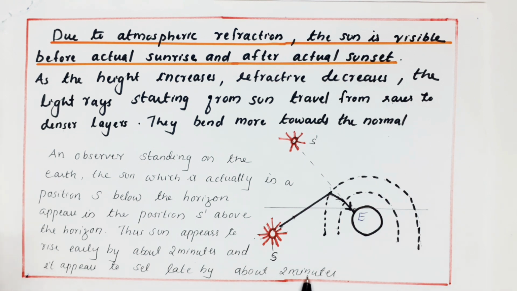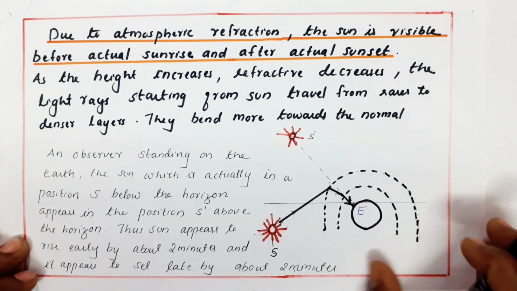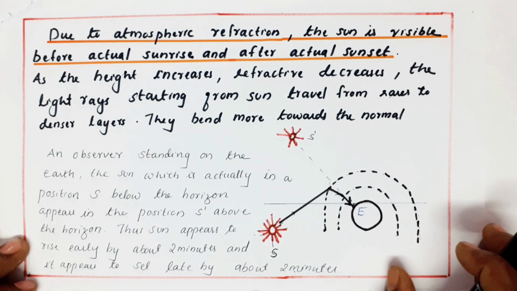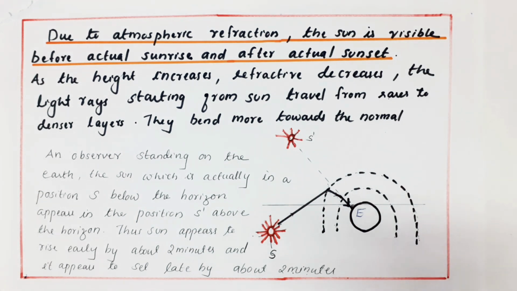This is due to which phenomenon? Atmospheric refraction. Why is atmospheric refraction possible? Because as the height increases, the refractive index decreases. It means that when we come near the earth, the refractive index increases and the refracted ray bends towards the normal. Even the twinkling of stars is based on atmospheric refraction only. When the rays enter the earth's atmosphere, they have to come across a medium of varying refractive index. Because of that, we feel like the stars are twinkling.